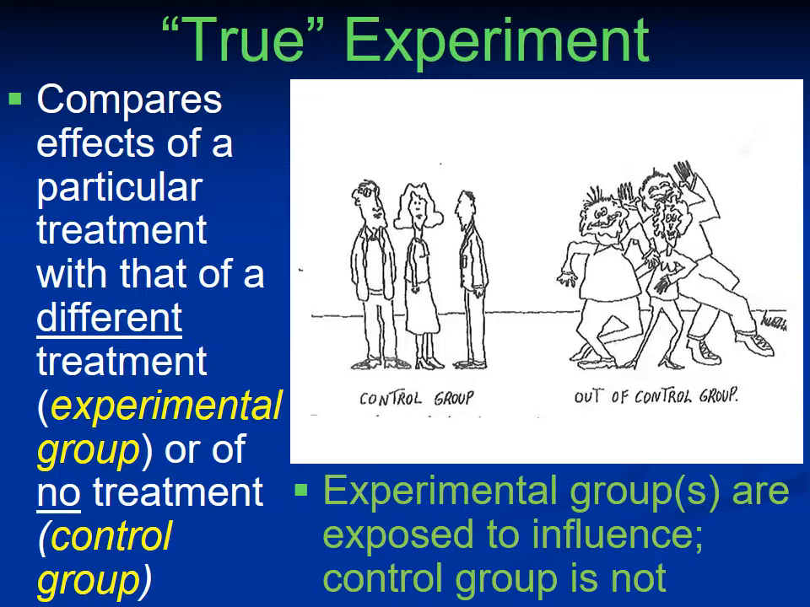So in a true experiment, a researcher is going to be comparing the effects of, say, a particular treatment with that of a different treatment, and that would be the experimental group, or of no treatment at all, the control group. And the experimental group or groups are going to be exposed to some influence, some treatment, something that the researcher is interested in, and of course the control group is not.